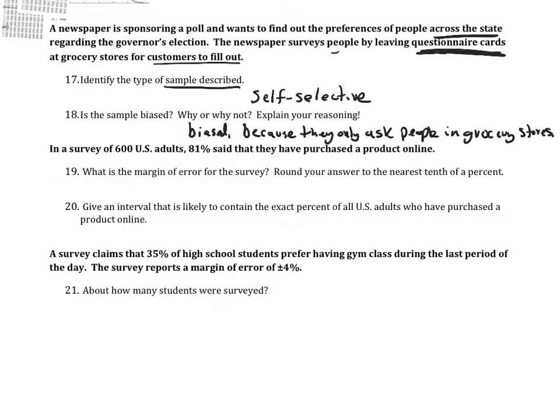The next one says, in a survey of 600 U.S. adults, 81% said that they have purchased products online. What is the margin of error? So our formula for margin of error is 1 divided by the square root of n, and there's a plus or minus in front of it. So all we have to do is 1 divided by the square root of the amount of people they asked. So in this case, it was 600. We type that into our calculator, and we get 0.0408. We change it to a percent by going 2 times to the right, so our answer is plus or minus 4.08%.